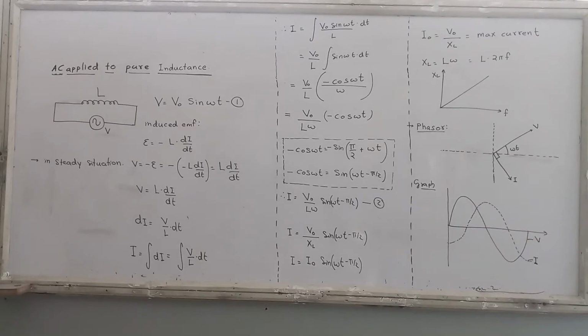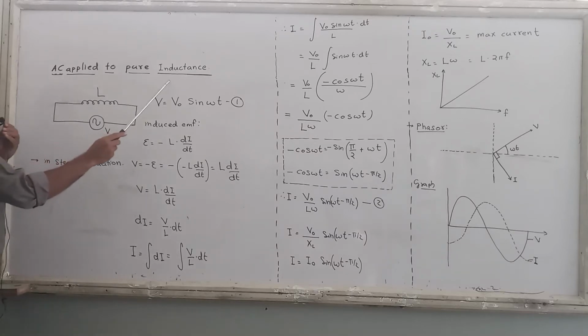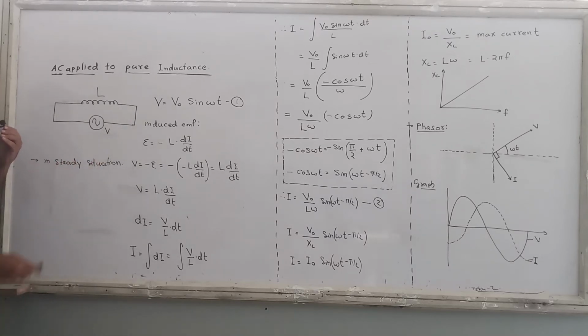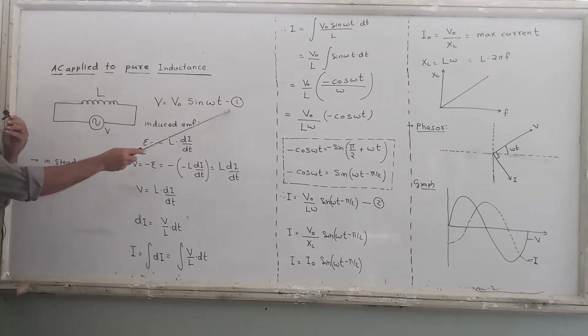Hello friends, in this video we will be talking about AC applied to pure inductance. In the circuit I have a source of AC EMF and an inductor attached to it. If there is any resistance or capacitance effect, we have to completely neglect that. The first equation is of voltage, V equals V0 sin omega t. That is equation 1.